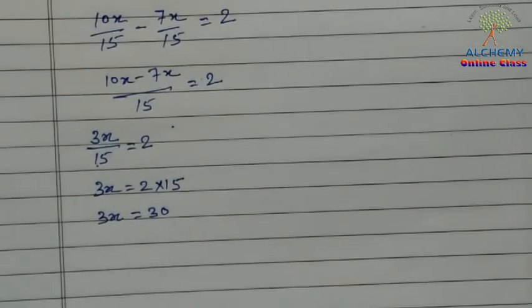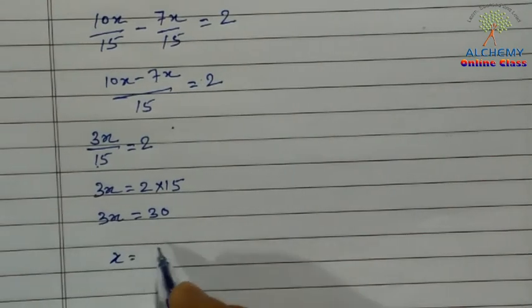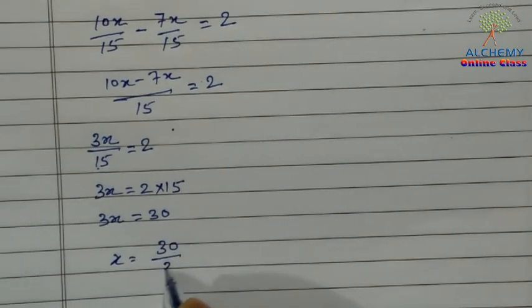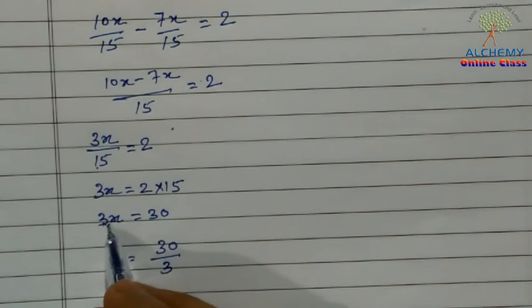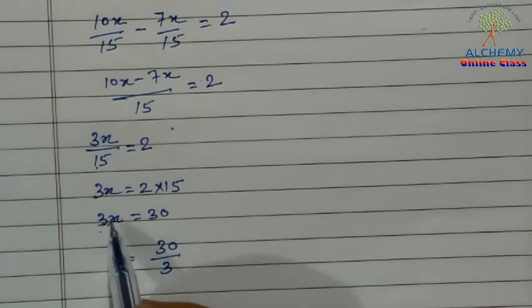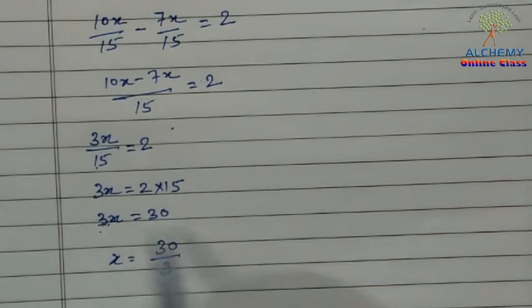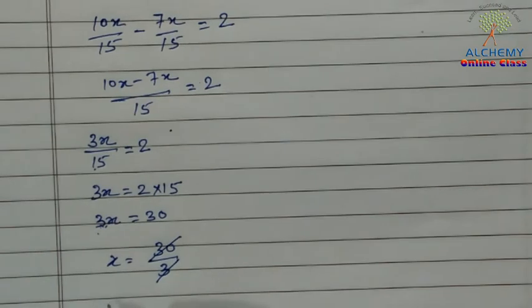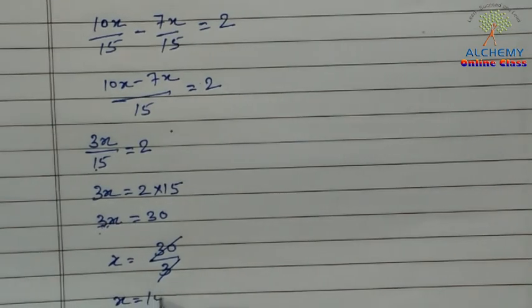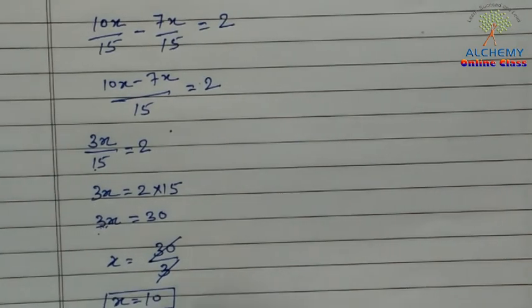Now the value of x will be 30 upon 3, because 3 is here in multiplication. When it goes to the other side, it will divide 30. Okay, so it will be in division. So x will be 30 upon 3. When we divide this 30 by 3, we get the result x is equal to 10. Okay, so this is the value of x.